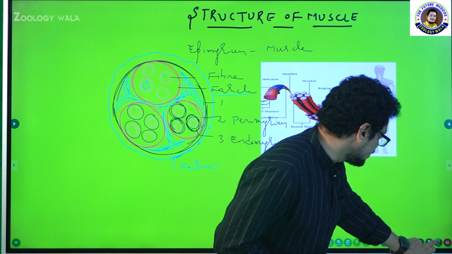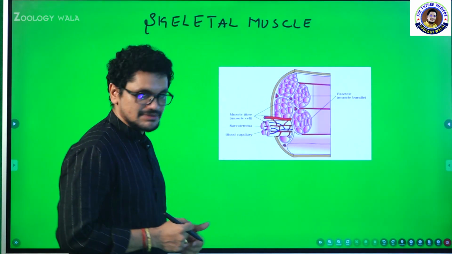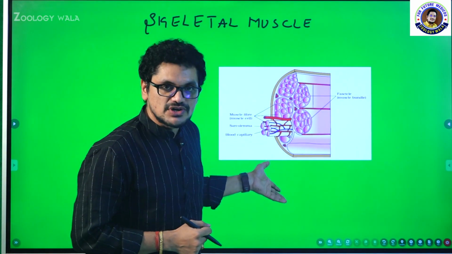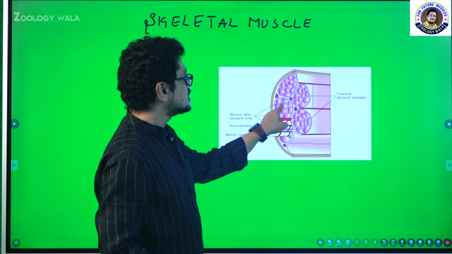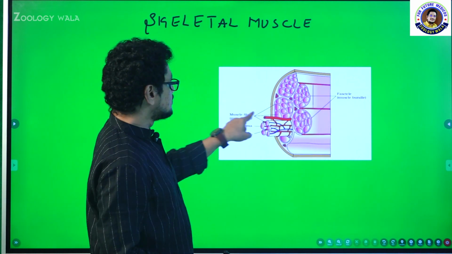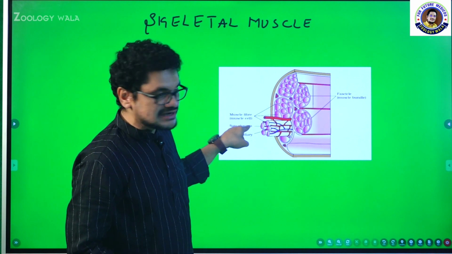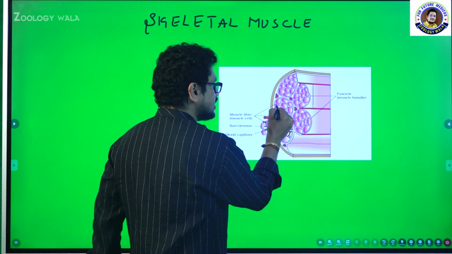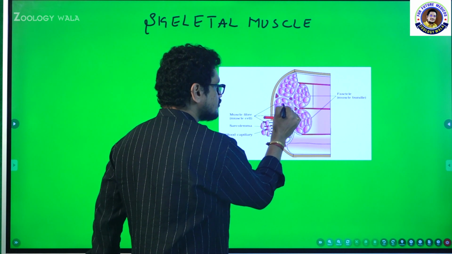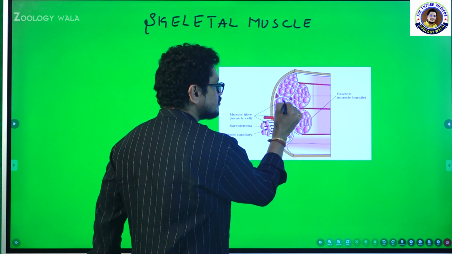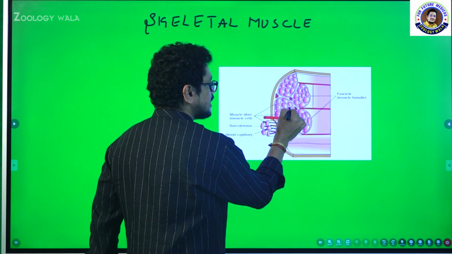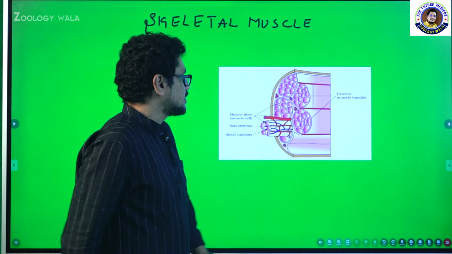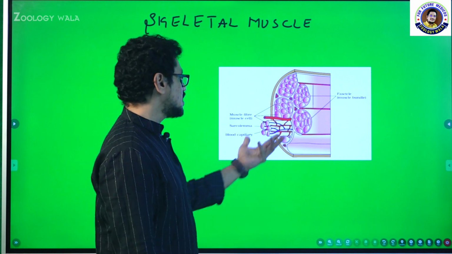I will show you another view which is there in the CBSE textbook. If you observe the structure of skeletal muscle, this is a fascicle, a muscle bundle which contains a number of muscle fibers. The name given is muscle fiber. Inside the muscle fiber are a number of fibrils, which are nothing but filaments. As per the CBSE textbook, fibrils are filaments.